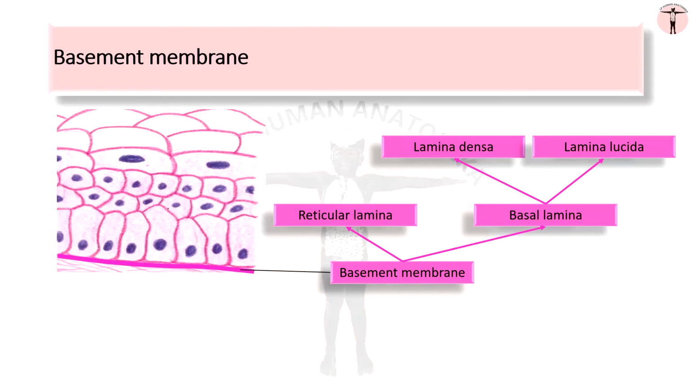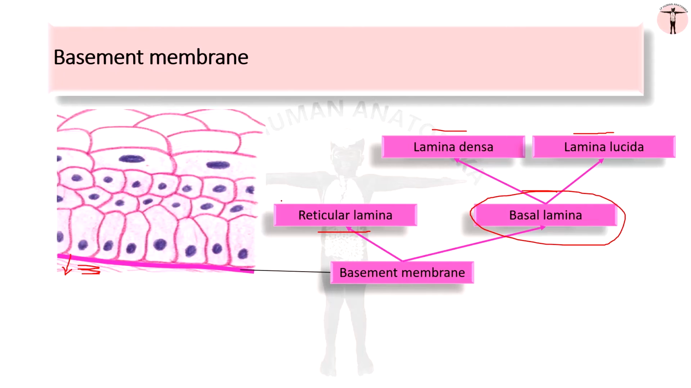The lamina lucida lies against the cell membranes of the epithelial cells. So, from the epithelium downwards, when we see the layers of the basement membrane, the arrangement is lamina lucida, then the lamina densa, both of which are part of the basal lamina, and finally the reticular lamina, which is merging with the connective tissue. So finally is the reticular lamina and it binds to the connective tissue.